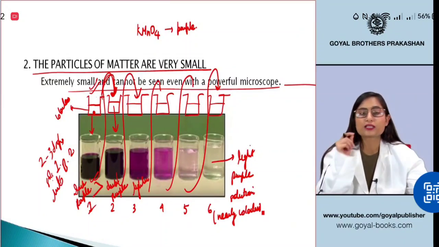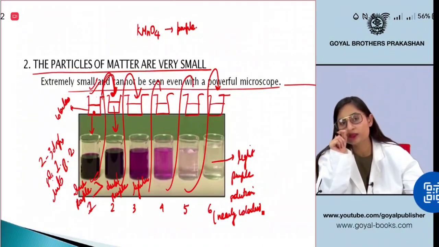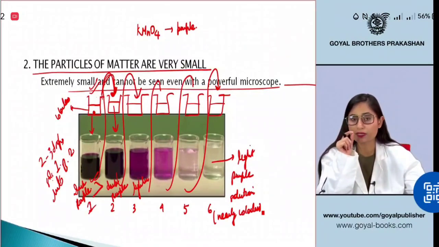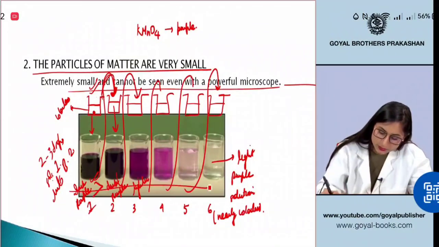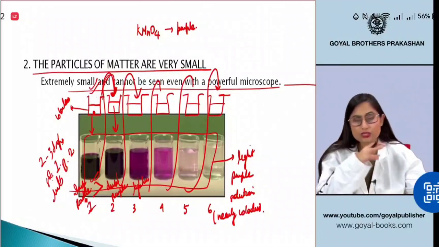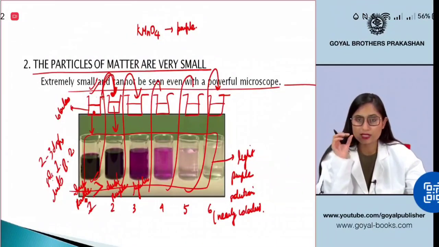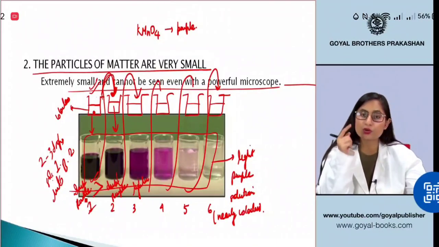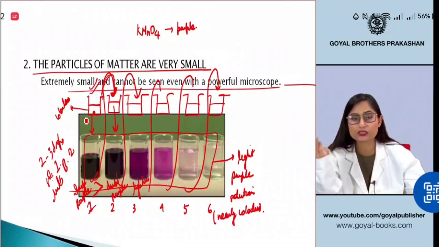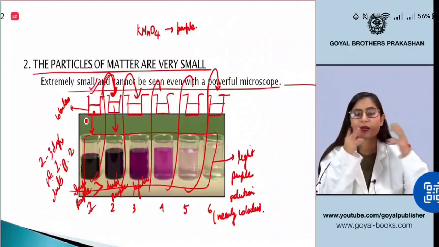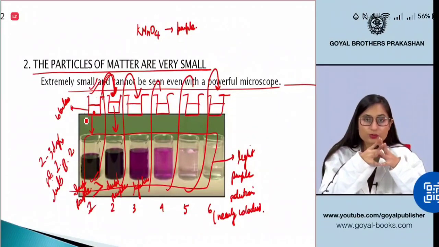What does this tell you? That one crystal of potassium permanganate can give color to so many solutions, to such a volume of water. Why? How is it so? We only dissolve the crystal in the first beaker. How can the color spread to all the solutions? This is because the crystal is made up of particles which are very tiny.